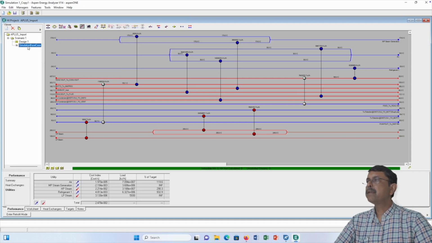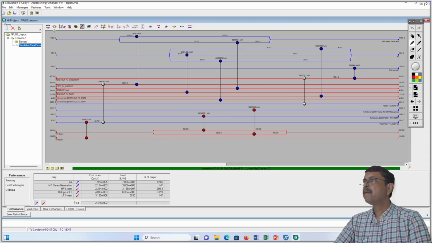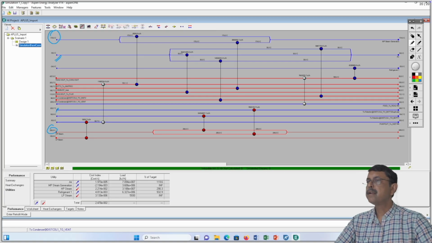So this is the simulation base case. And just now I was explaining to you how for different temperatures, you can see the temperatures over here. So this is 175 degrees centigrade. This is 35 degrees centigrade. This is 2037 degrees centigrade. This is 250 degrees centigrade, etc. For LP steam, HP steam. So for various streams and various temperature levels, we have this kind of connections.